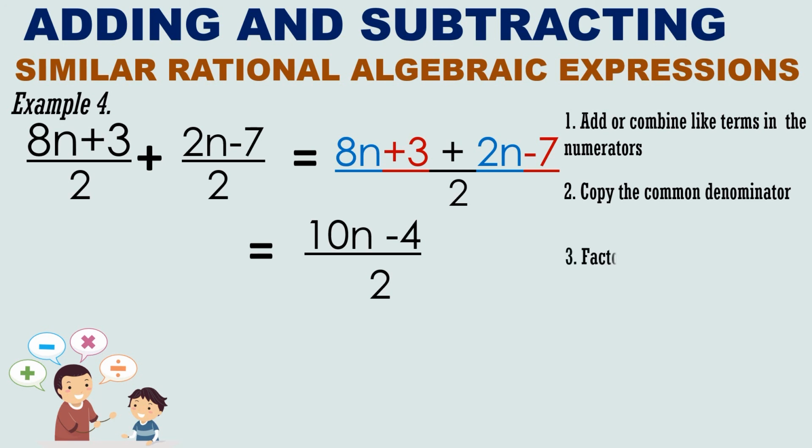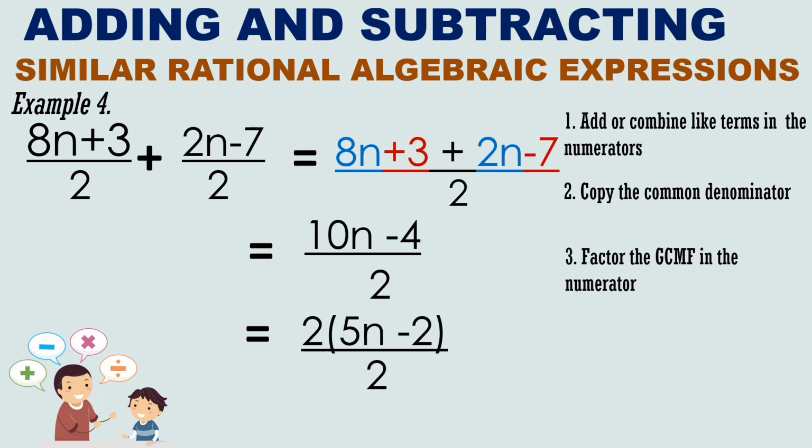So what's next? We're going to factor the GCF in the numerator. So what is common to 10n and 4? 2 is common to 10n and 4. So the factored form is 2 times the quantity 5n minus 2 over the common denominator, which is 2.